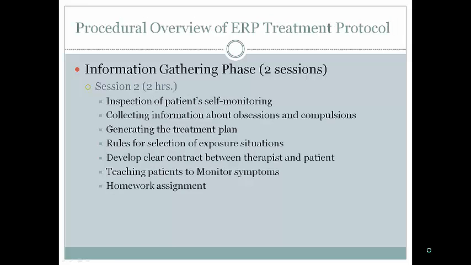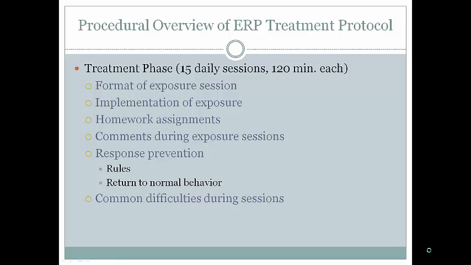You then want to do an inspection of the patient's self-monitoring to make sure they're monitoring appropriately, identifying appropriate situations and their responses to them. You want to get more information about the obsessions and compulsions. And then together you're going to be generating the treatment plan, how to select exposure situations, and then you want to develop a clear contract between the two of you to know what you can expect of one another. Then you want to teach them how to monitor their symptoms using different scales or the SUD scale, and you'll give them a homework assignment.